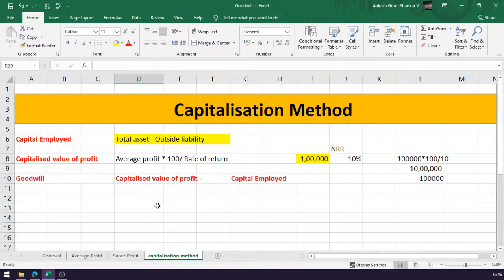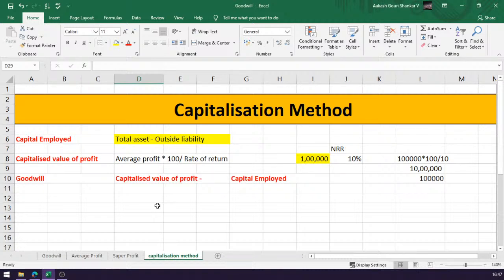And the total assets would exclude the fictitious assets and the intangible assets like patents, trademarks, copyrights. These will not be included in the total value of the assets. So the total value of the assets will include only the fixed assets plus the current assets.